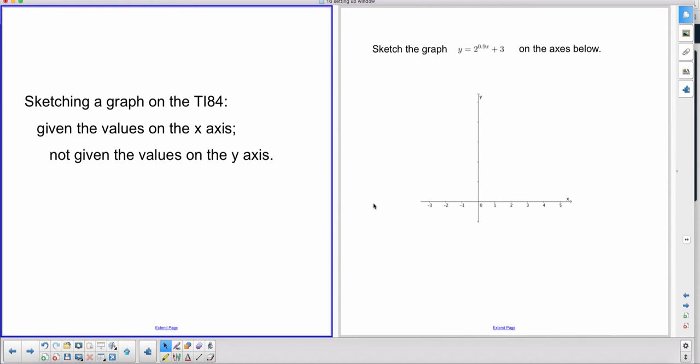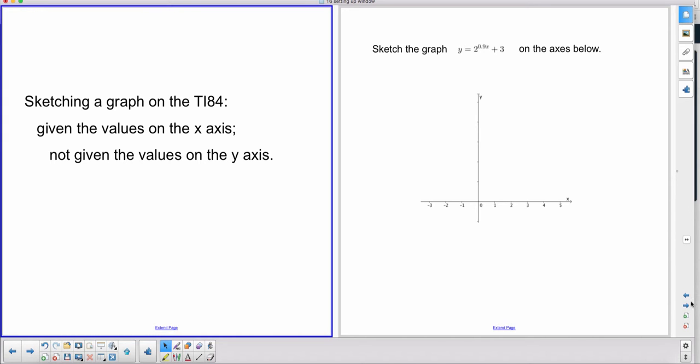In this video we're going to sketch a graph on the TI-84 in the circumstance where we've been given values on the x-axis, but we've not been given values on the y-axis. Our example here is the graph y equals 2 to the power of 0.9x plus 3.